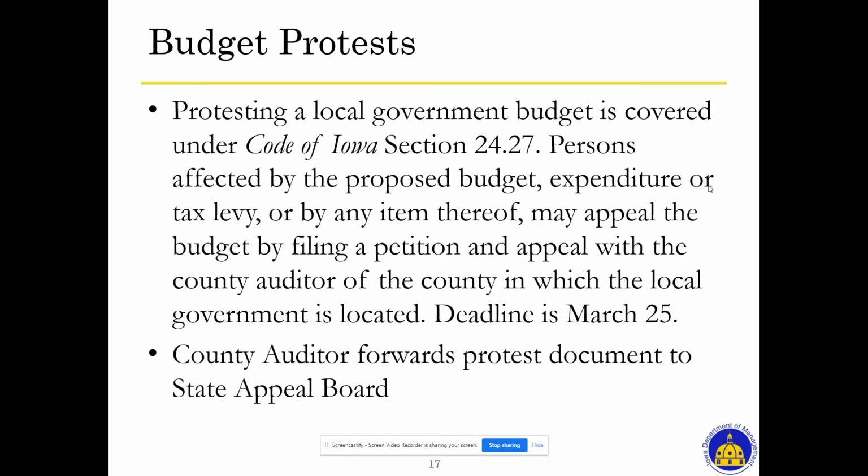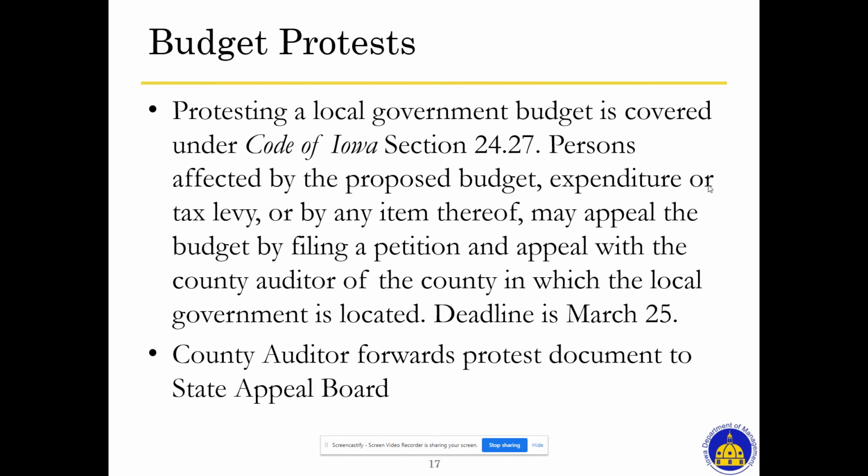Budget protests. Citizens have a right to protest a local government budget, and that's covered under Code of Iowa 24-27. Persons affected by the budget, expenditure, or tax levy, or any item in the budget can appeal that budget by filing a petition with the county auditor. So they would gather signatures and file that with the county auditor. The deadline is March 25th.